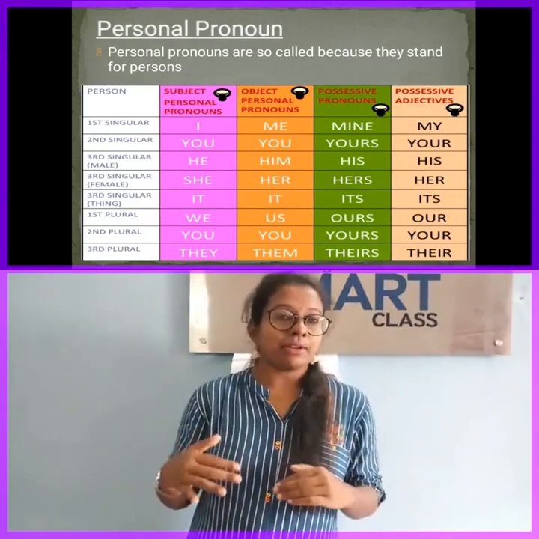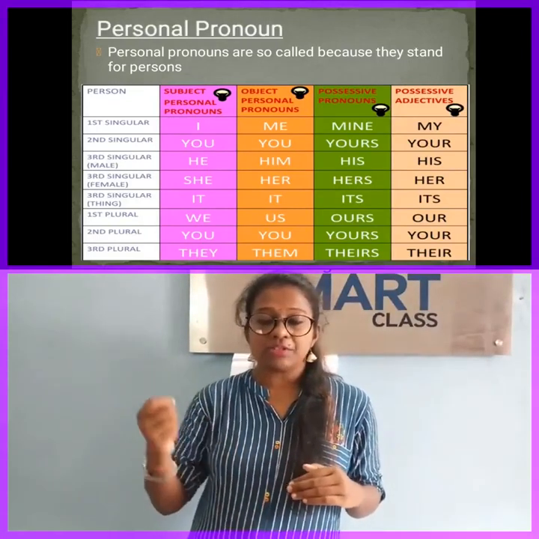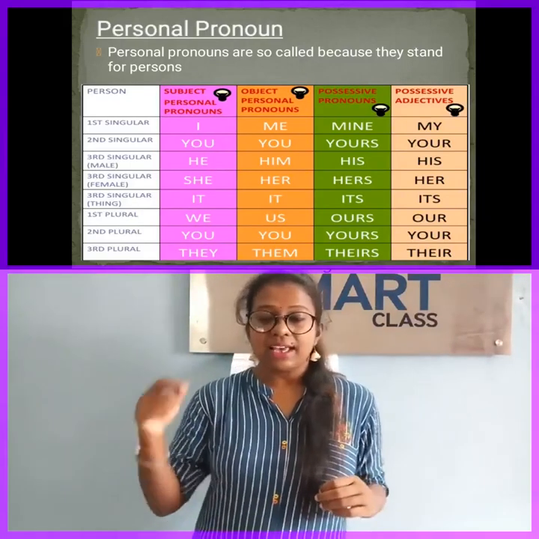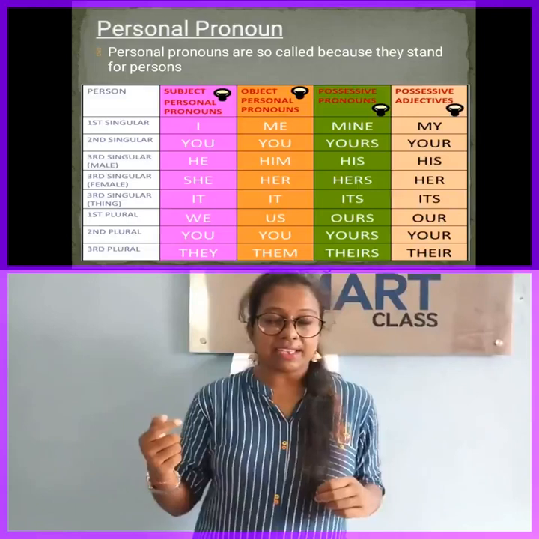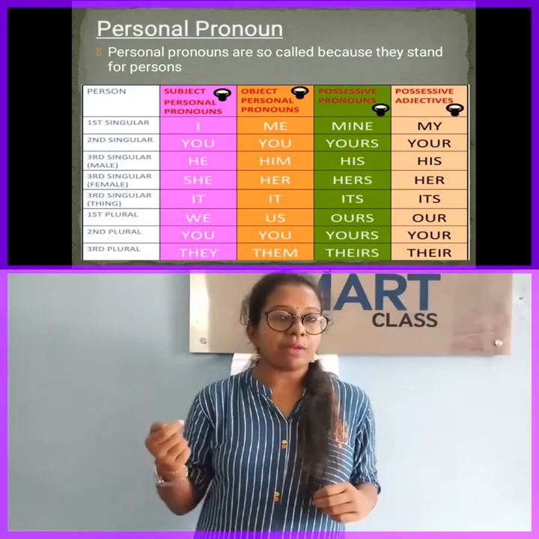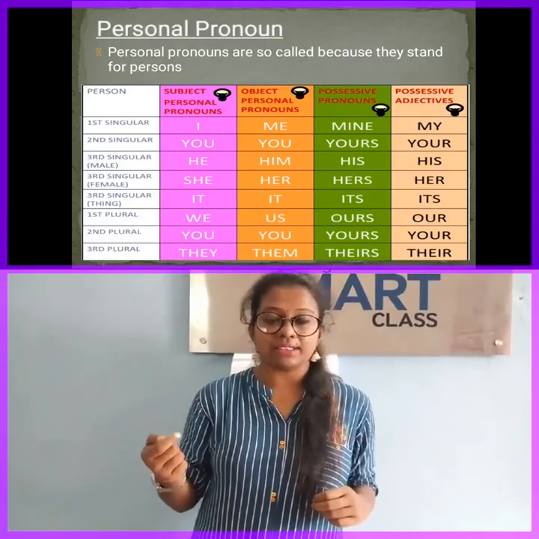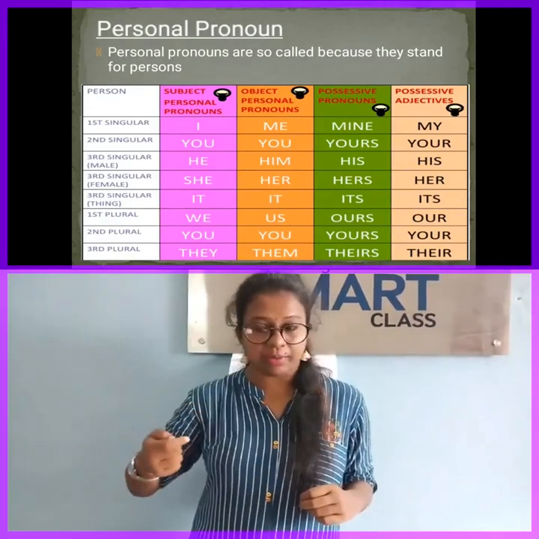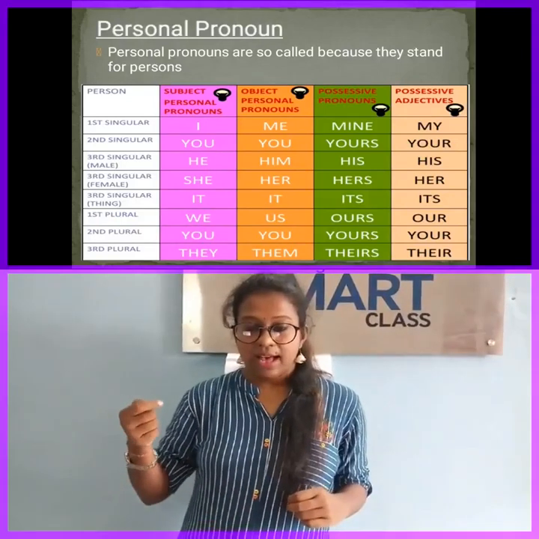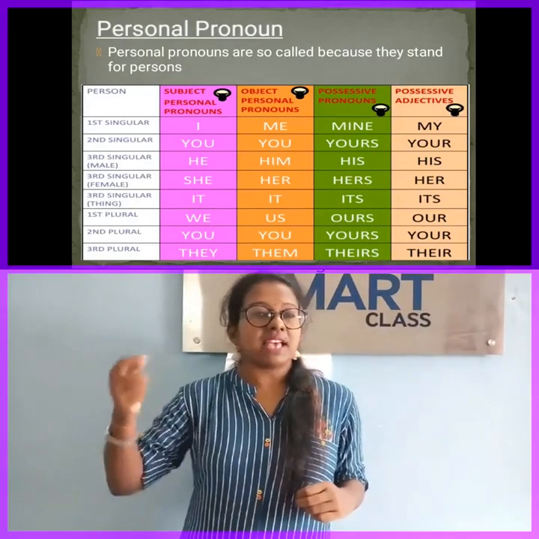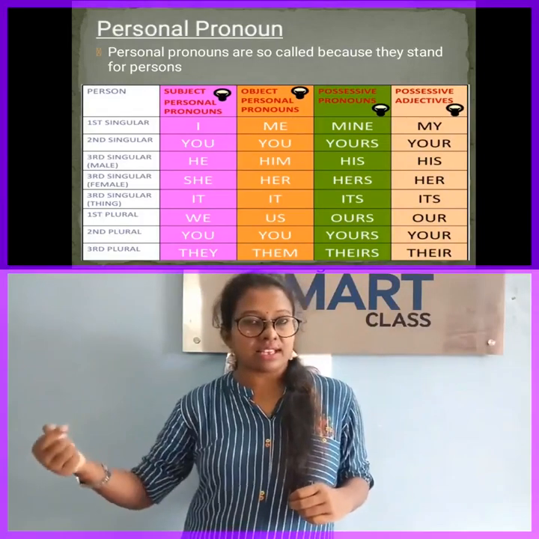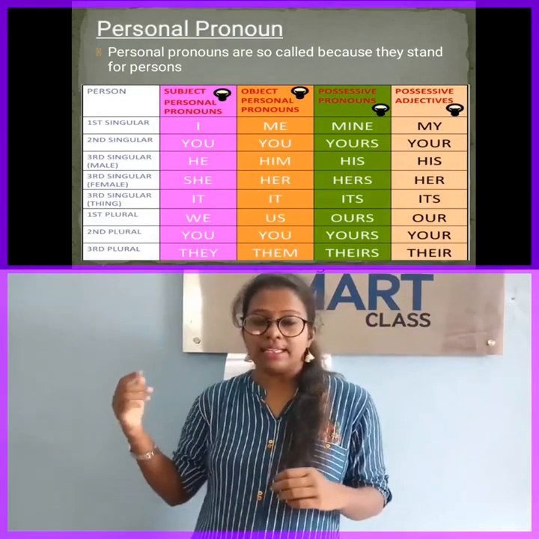So now we are coming to the third person singular, in case of male, that is he in the nominative case, him in the accusative case, and his in the possessive case. And in the case of female, what happens? She is in the nominative case, her is in the accusative case, and hers is in the possessive case. And in case of it, it remains same in both the nominative and accusative, but it changes in the case of possessive one, that we call its.